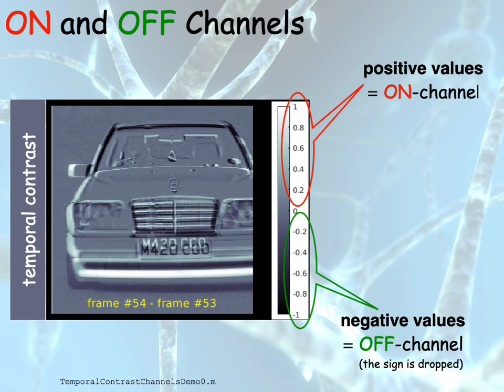When we look at the brain, we find that positive values and negative values go different ways. So the positive values are known as the on channel, and the negative values go by the name of the off channel. This wasn't too difficult, was it?